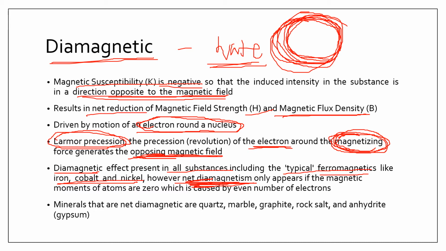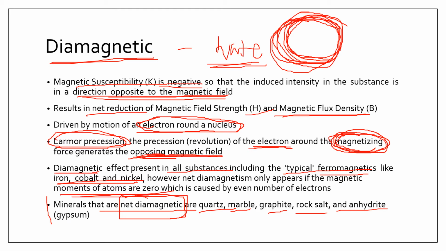Anyway, what we are only concerned with here is materials that are net diamagnetic. So you have quartz, marble, graphite, rock salt, and anhydrite as our typical diamagnetic minerals. These minerals are net diamagnetic because their diamagnetism is not being cancelled out by other magnetic forces within the mineral, which is due to their zero magnetic moments because they have an even number of outer electrons.